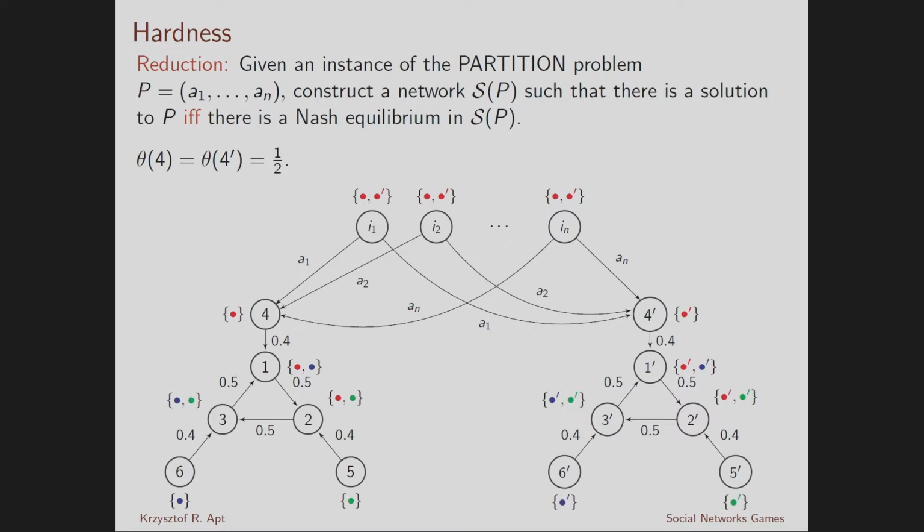The payoff will also be T0. It is not a source node anymore, so I have to use this complex formula for its payoff. And the same with node 4 prime. Now, why is it relevant?